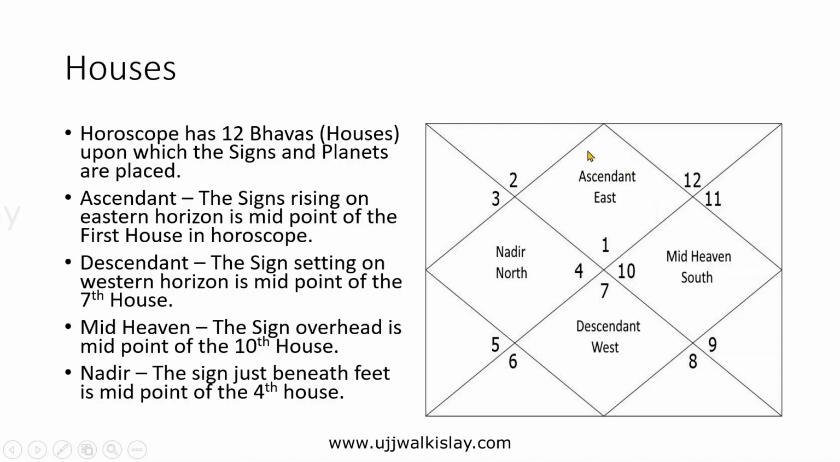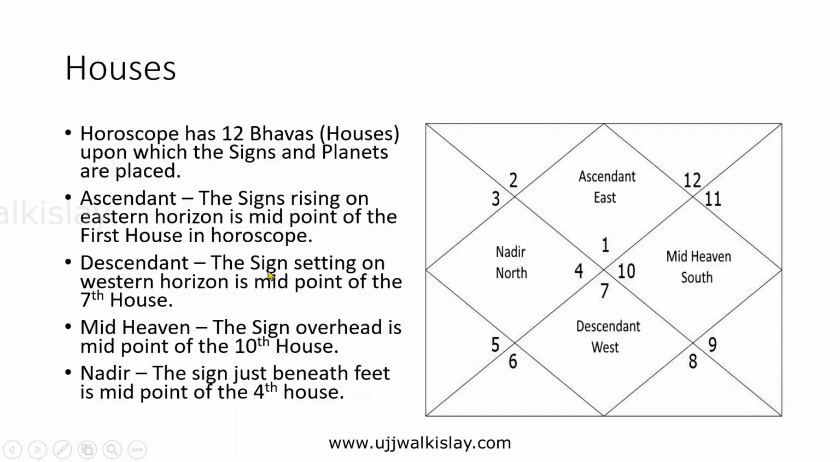The first house of the horoscope is known as the ascendant. What is an ascendant? Ascendant is the sign rising on the eastern horizon, is the midpoint of the first house in a horoscope. At the time of casting any horoscope, whatever sign is rising at the eastern horizon is known as the ascendant. Hence the ascendant denotes the east direction. Then we have the second house, the third house, and the fourth house, and so on.